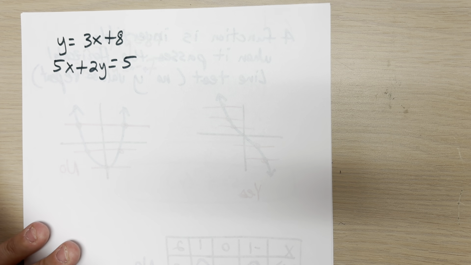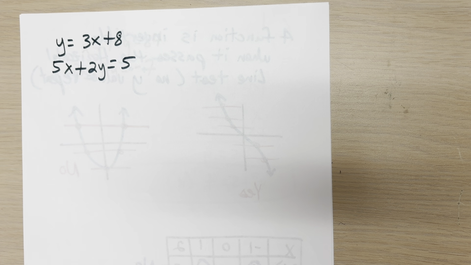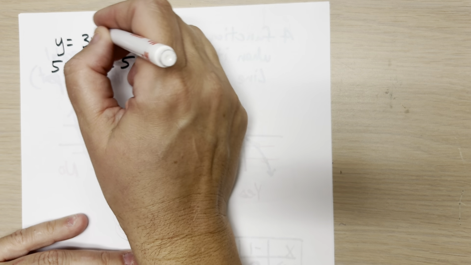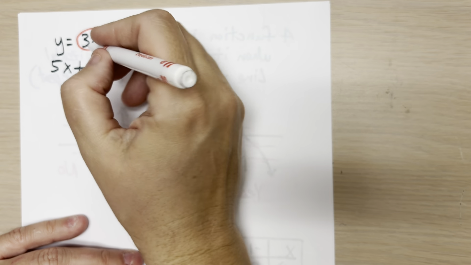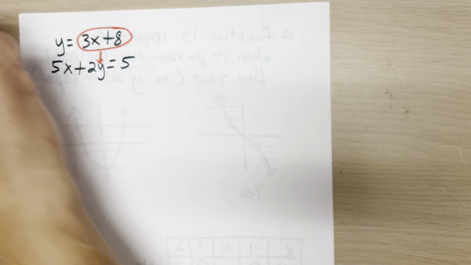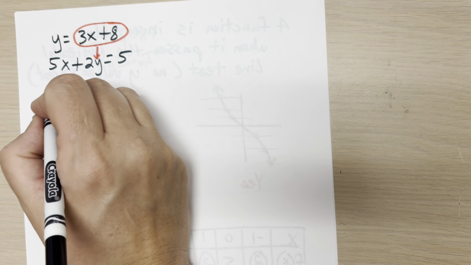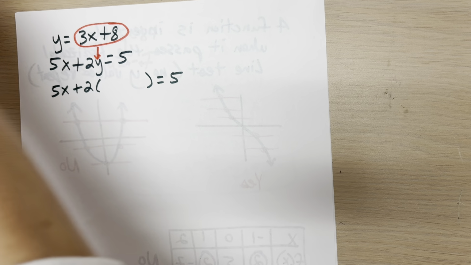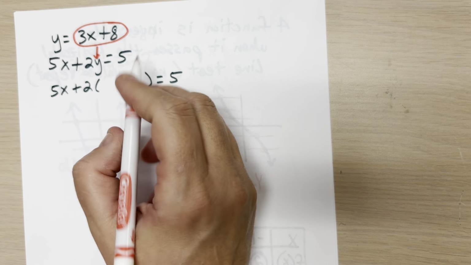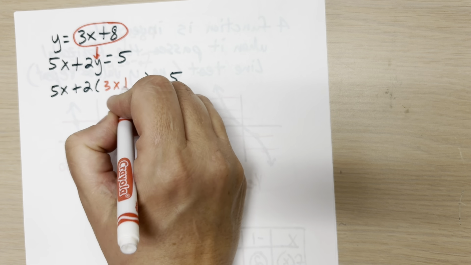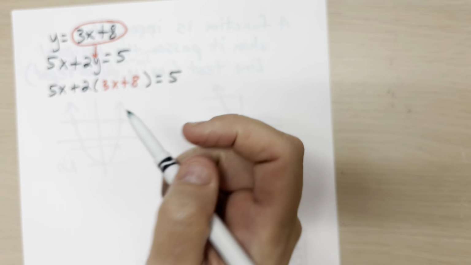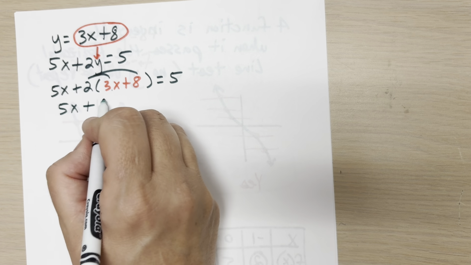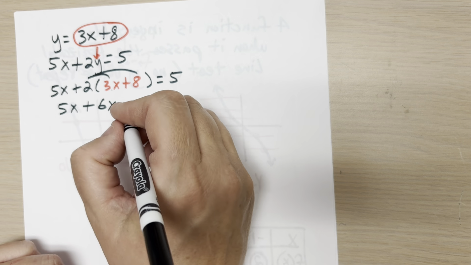Okay, now we've got y is equal to 3x minus 8, and 5x plus 2y is equal to 5. So I'm going to go ahead and take this 3x plus 8, this entire quantity, and throw it down into the y of the second equation. 5x plus 2 times y equals 5. Since y is 3x plus 8, we're going to replace that with 3x plus 8. We're going to distribute the 2 in. 2 times 3x is 6x. 2 times 8, 16.